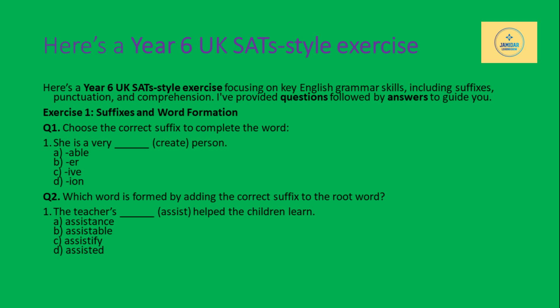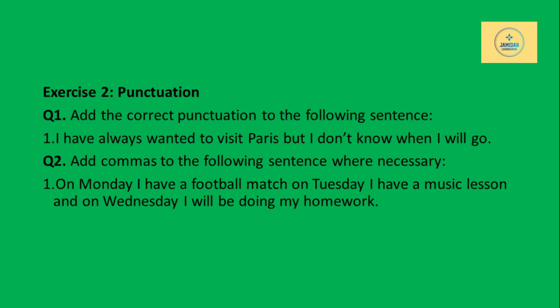Let's dive into a Year 6 UKSAT style exercise focusing on key English grammar skills, including suffixes, punctuation, and comprehension. We'll start with suffixes and word formation, where you'll choose the correct suffix to complete sentences and form new words. Next, we'll tackle punctuation. You'll add the correct punctuation to sentences, ensuring clarity and proper structure. This exercise will help you understand the importance of punctuation in writing.